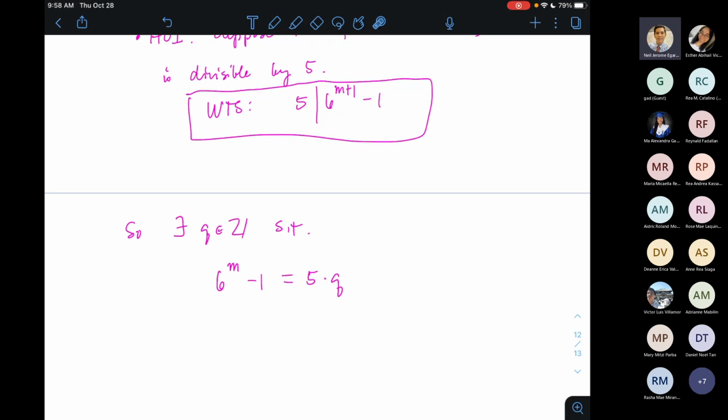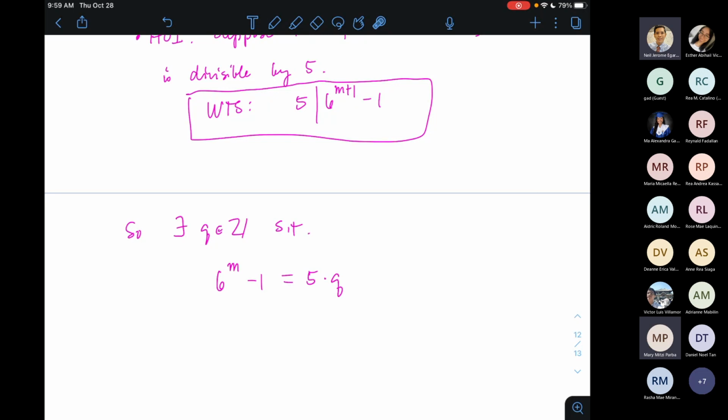Kasi ito meron tayong 6 to the power m lamang. Pero dito gusto natin 6 to the power m plus 1. So kaya gusto mo mag-multiply para makarating dito, right? But I'll hold on that thought, Victor. Ma-modify lang natin siya ng konti. Let me see. Mary Mitzi, meron kang suggestion?